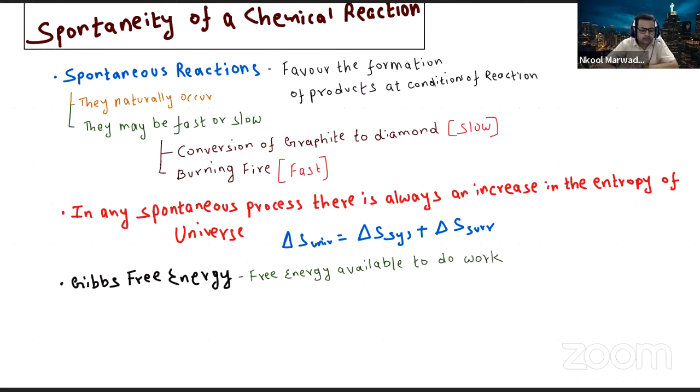The free energy change of a reaction, like mathematically, let us write the equation that we have already seen. Change in Gibbs free energy. This naught signifies standard temperature and pressure. So change in Gibbs free energy at STP, standard temperature and pressure, is equal to change in enthalpy at standard temperature and pressure minus T delta S at standard temperature and pressure.